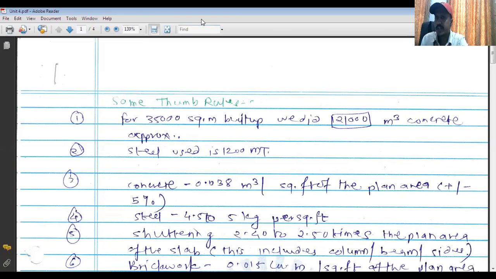Is the thumb rules. Now the next part of our chapter is the thumb rules. Now in our construction sector there are many thumb rules.